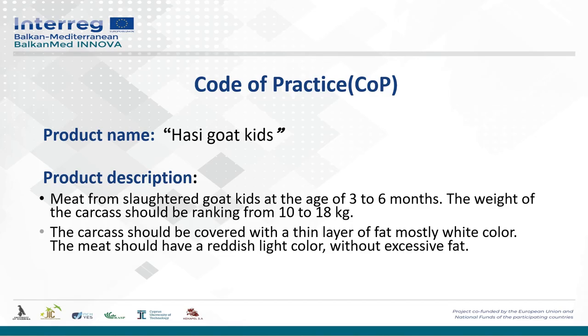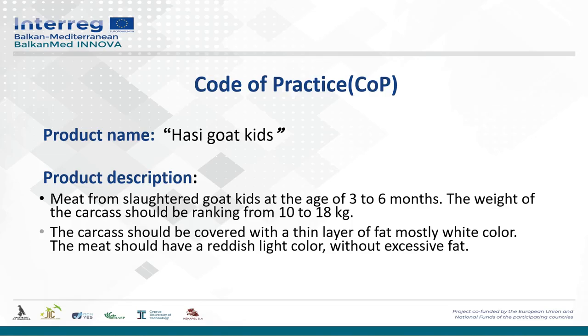So the first chapter is just a row, it's the Hasi goat kid, the name of the product. We should take care about the name. Apart from linking the name with a territory, we should avoid generic names like meat, cheese, ham, etc. that are not specific. And then we have the product description.